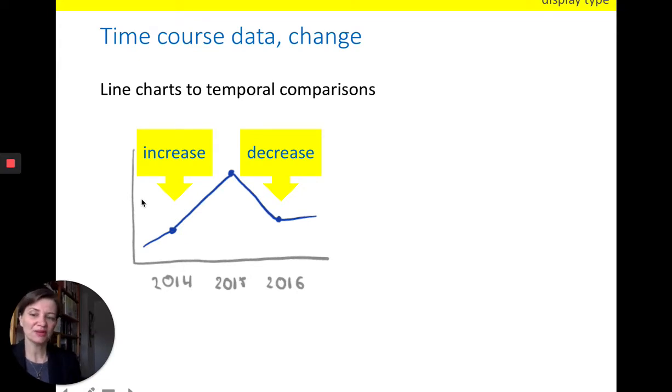So the problem comes when you only have 1 or 2 time points. For 1 time point, I said before, if you have only 1 data point, try not to use a visualization in the first place.